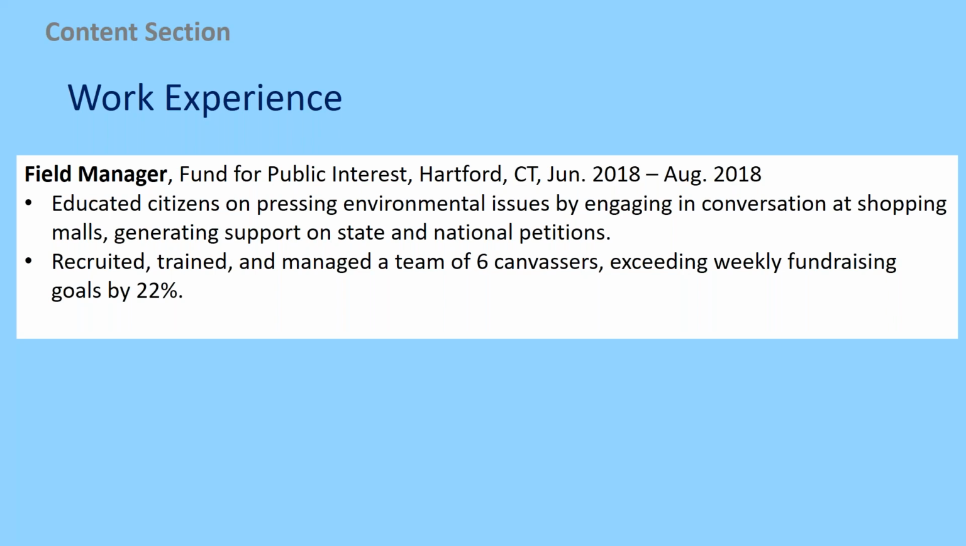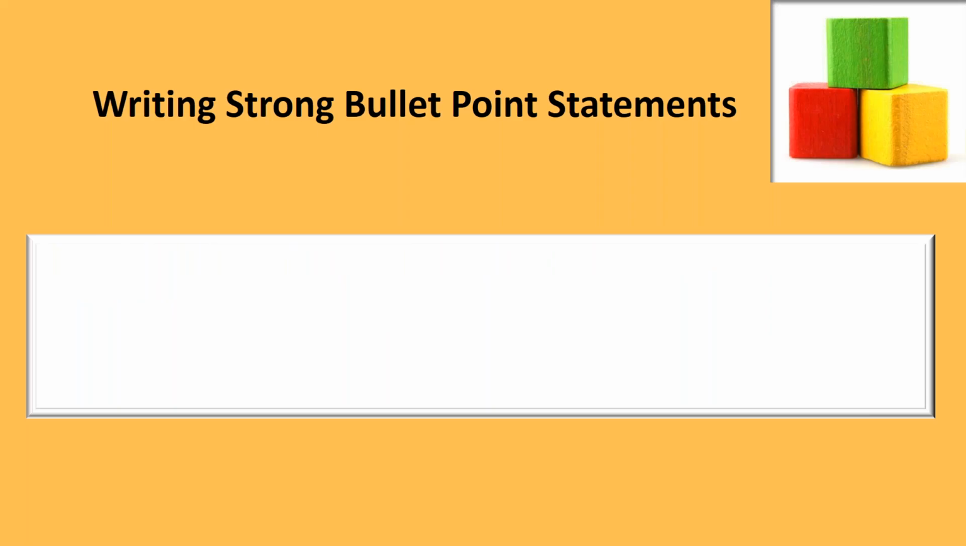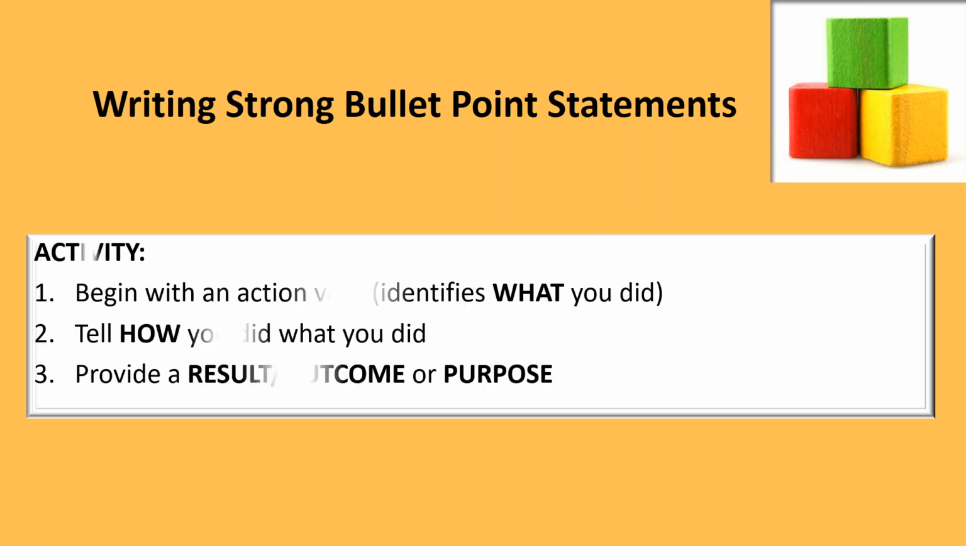When writing strong bullet point statements, you'll want to try and include really 3 components. The first component is choosing an action verb to identify what you did. The second component is including some content about how you did what you did. And then the final component is sharing a result, a purpose, or an outcome. And when you can quantify results or outcomes, that's great too. So this is just an activity to really guide you as you look at maybe your current CV and think about how to craft each of your bullet point statements.